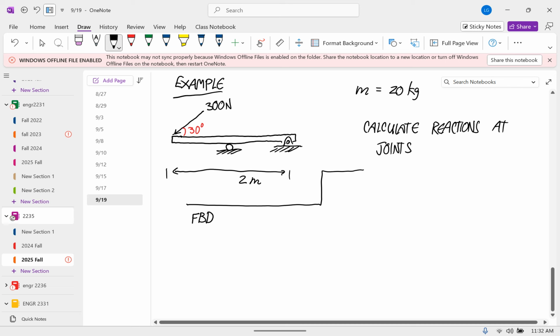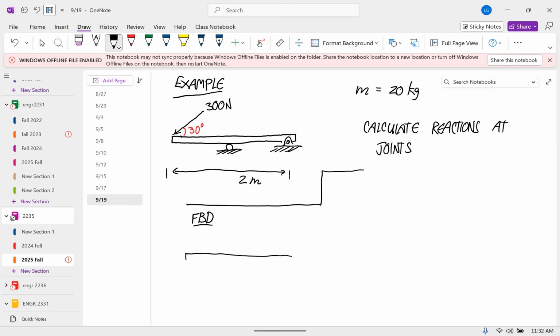So free body diagram. But you say reactions of the joints. What does that mean? That means the loads that the joints apply to the body. They're either forces or couples, depending on the type of joint it is.